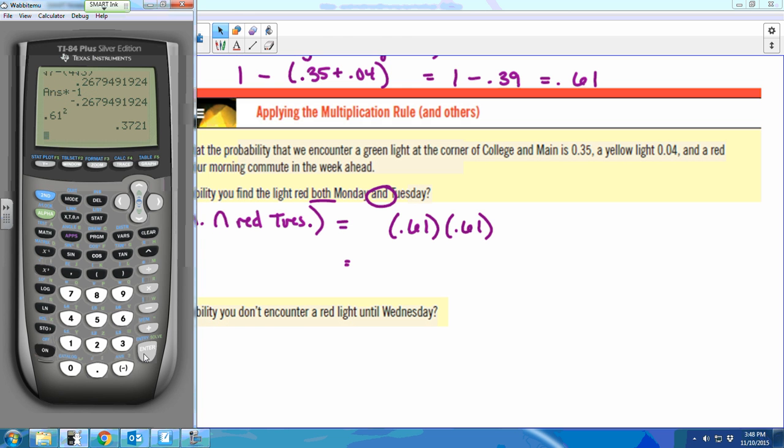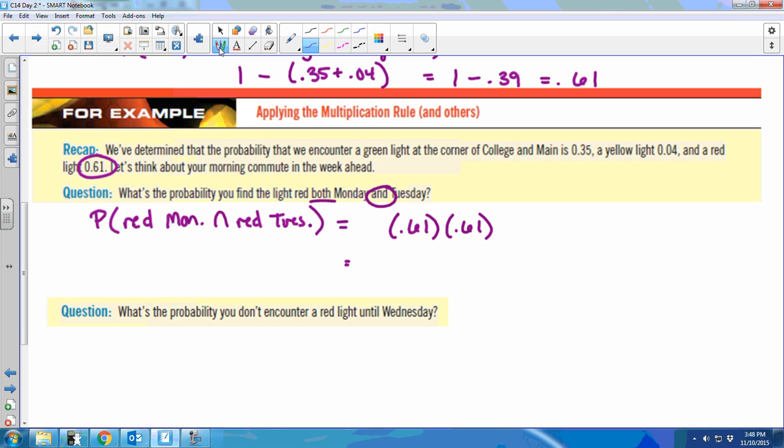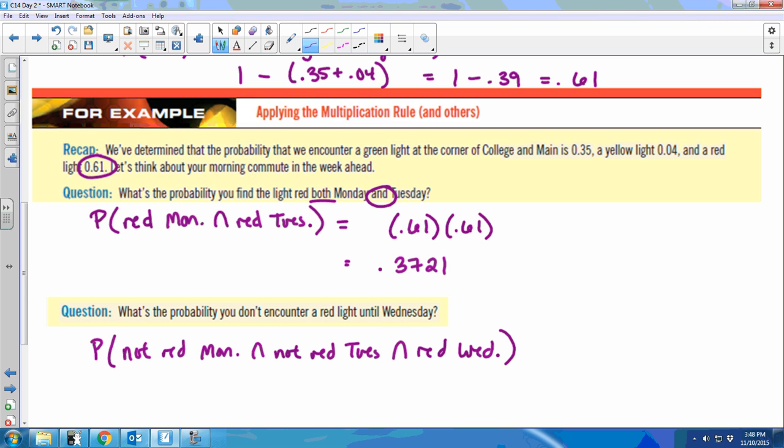So 0.3721. What's the probability you don't encounter a red light until Wednesday? So that means it's not red Monday and not red Tuesday and red on Wednesday. We're just talking about a work week.